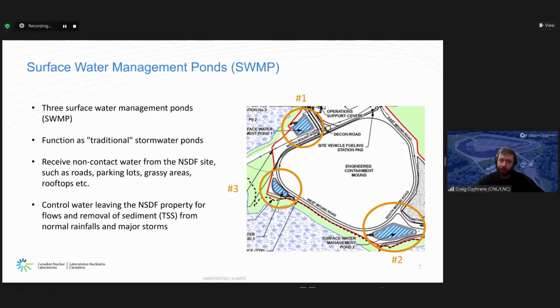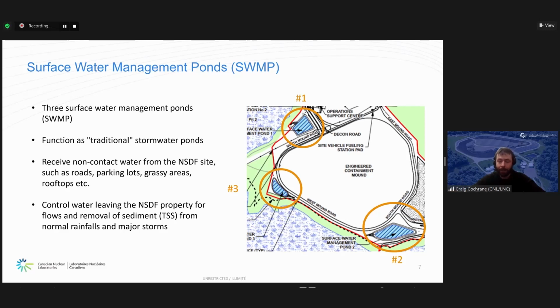As I mentioned, these receive water from roads, parking lots, rooftops, and the intent of having a pond is to control all of that runoff water from rainfalls, both for flows. You want to buffer flows that go out, off of your property. You don't want to have all of that rain going at a very fast speed through ditches and culverts and off of asphalt. You want to slow it down, preventing erosion and such downstream. And also we want to control sediment.